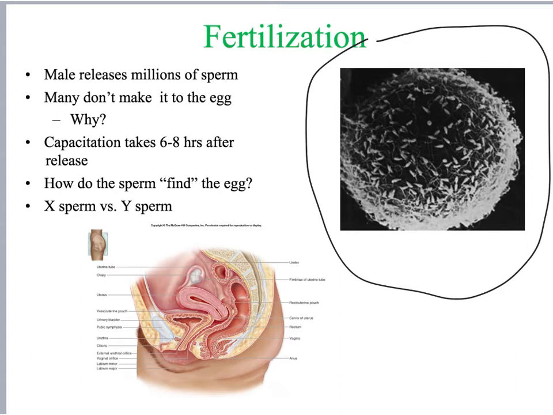Another thing I wanted to mention before we talk about actual fertilization is the difference between the sperm that are carrying an X and the sperm that are carrying a Y as far as the sex chromosomes. Now, if you think about it, because the X chromosome is bigger than the Y, the X sperm have slightly more total DNA than the Y sperm, about 2.8% more.